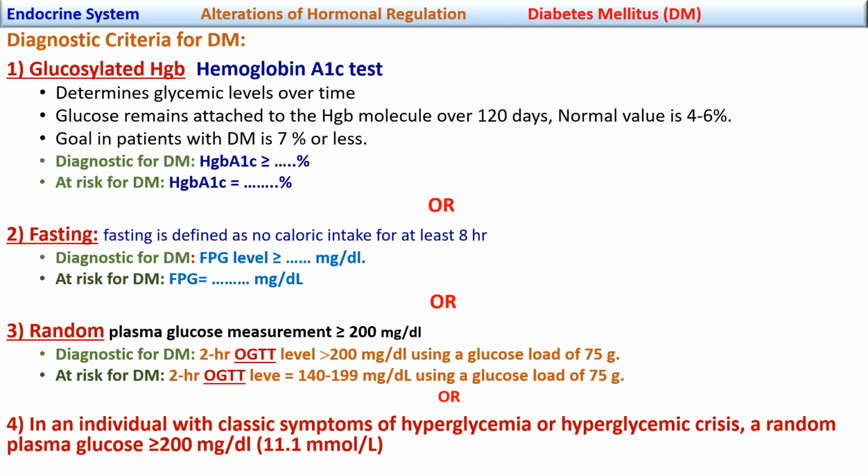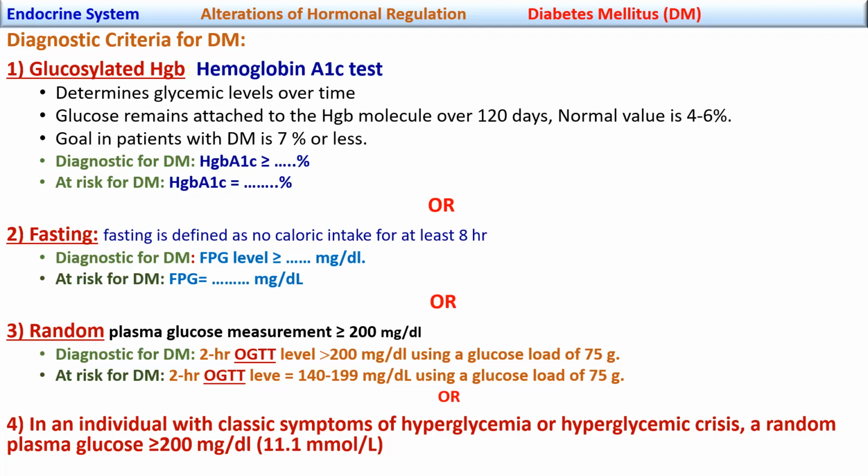Criteria number 2 is the fasting blood sugar, which is defined as no caloric intake for at least 8 hours. And we measure the blood glucose level, and when the fasting blood glucose level is equal to or higher than 126, that is diagnostic for diabetes, and at risk for diabetes when the fasting blood glucose test is 110 up to 125.